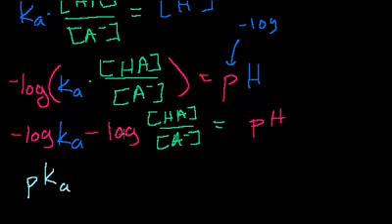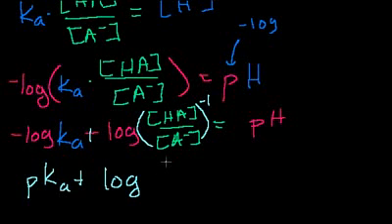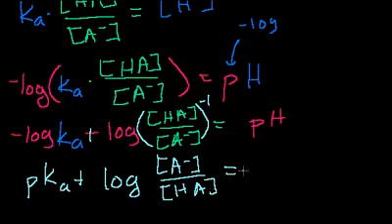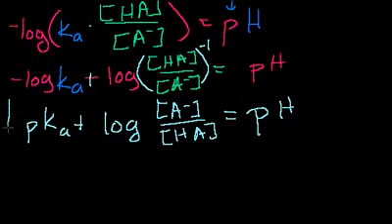And the minus log of HA over A, what we can do is make this a plus and just take this to the minus 1 power. Right? That's just another logarithm property, and you can review the logarithm videos if that confused you. And this to the minus 1 power just means invert this. So we could say plus the logarithm of our conjugate base concentration divided by the weak acid concentration is equal to the pH. And this right here, this is called the Henderson-Hasselbalch equation.